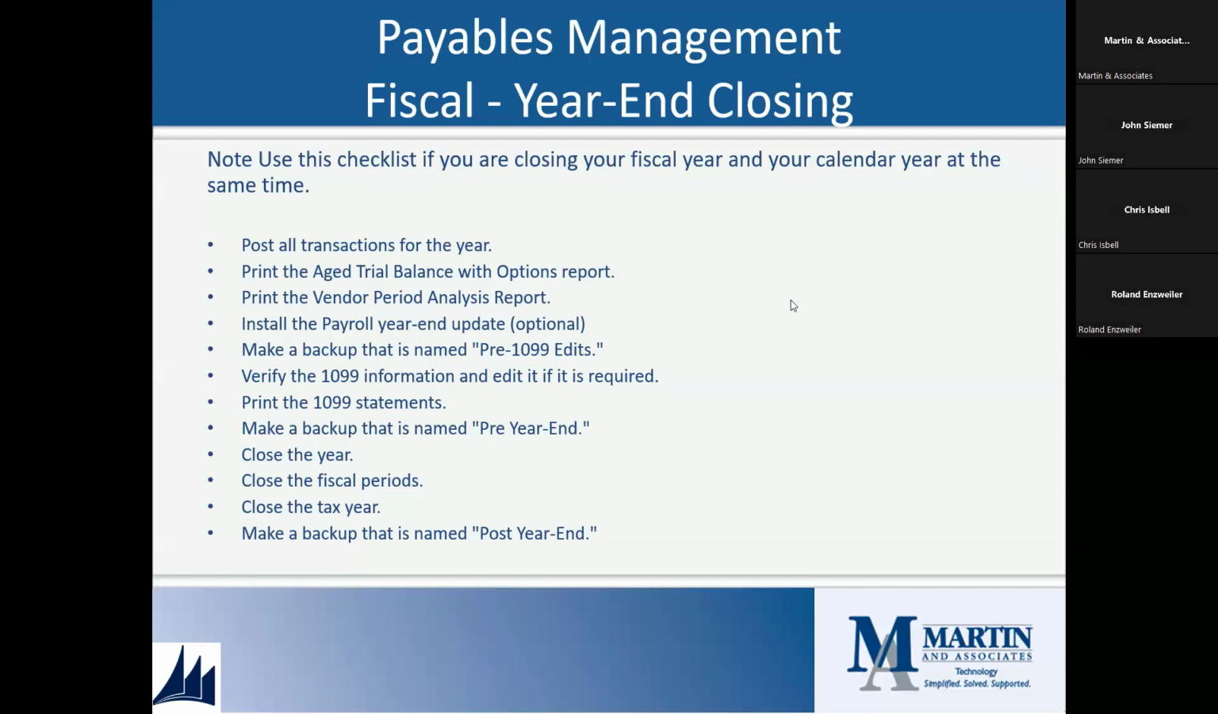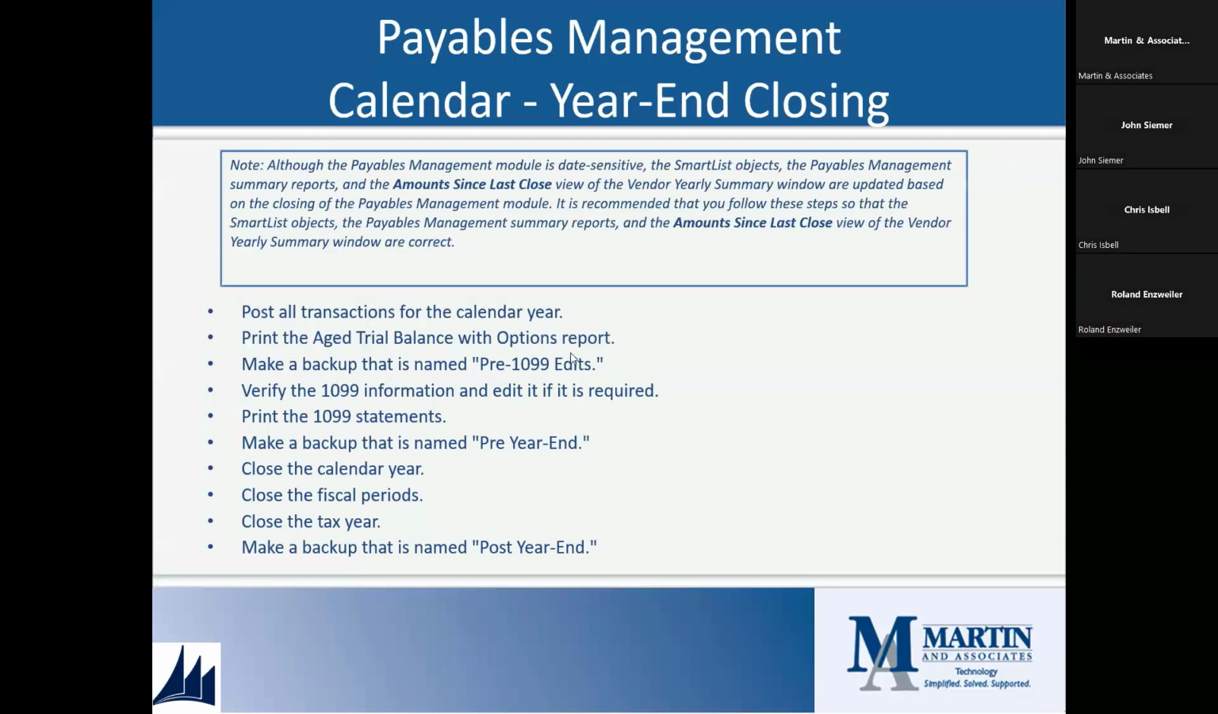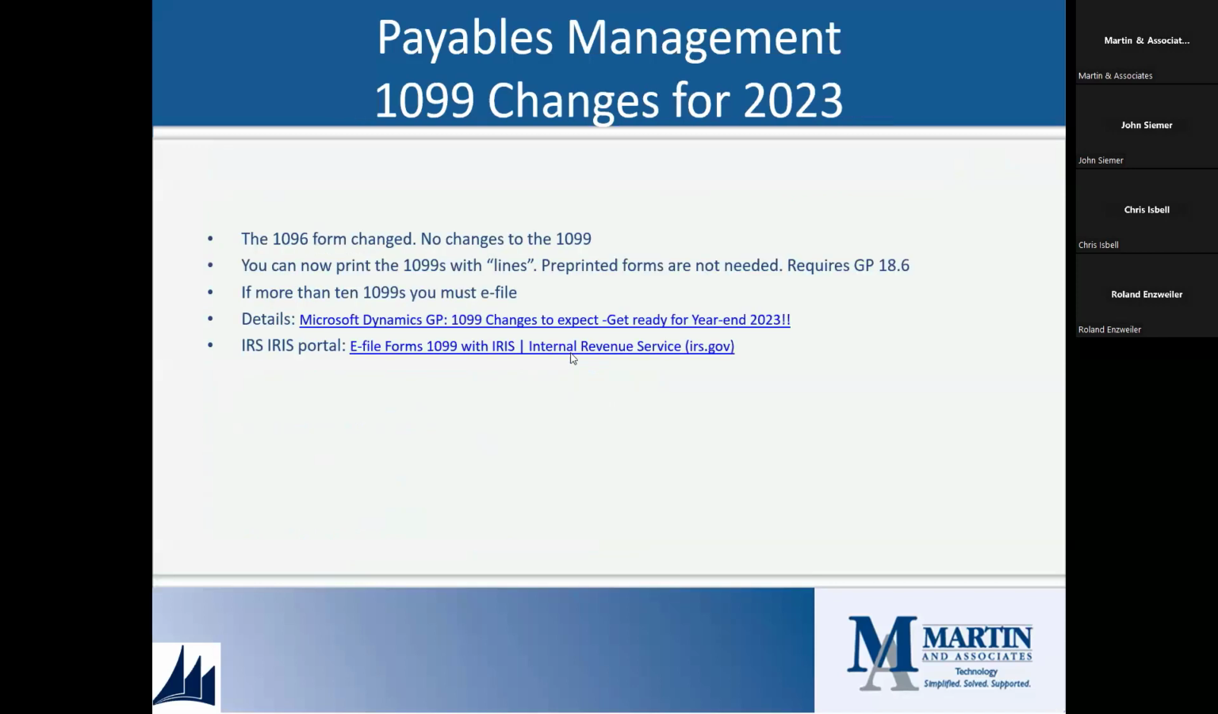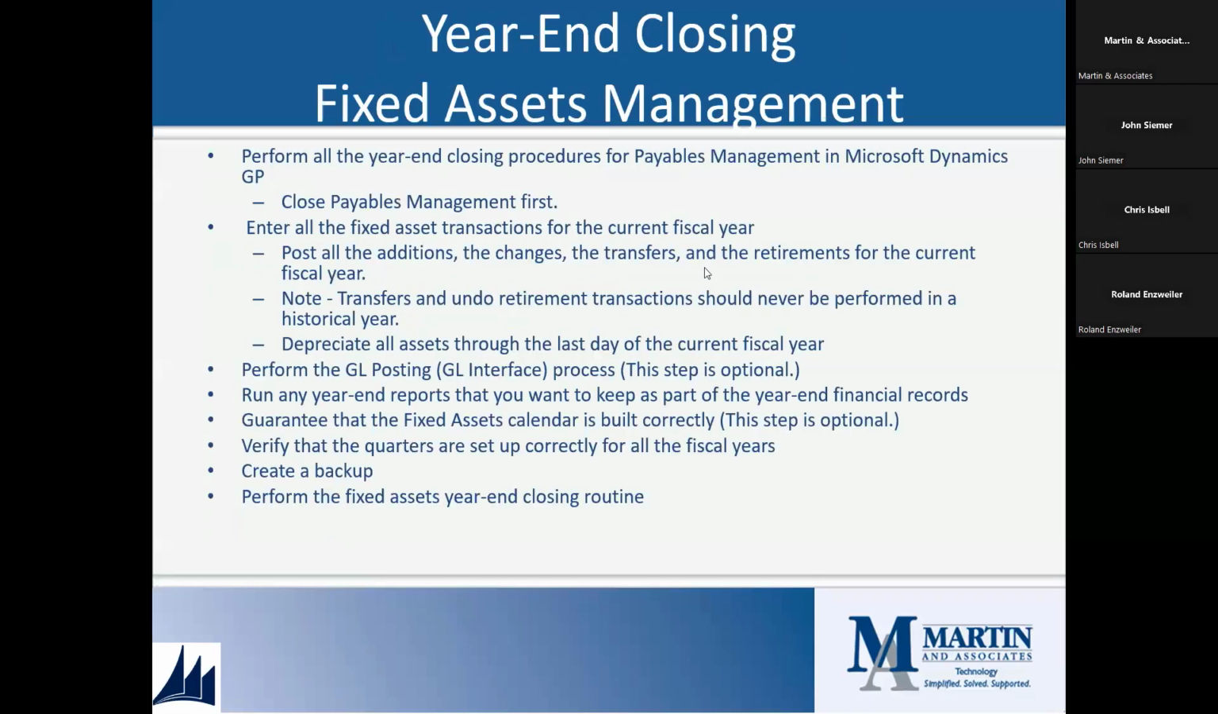So anyway, it's a choice. We're required to say it, or we like to say it: they say backup, backup, backup. Again, it's not always feasible to be doing six, seven backups within the year-end closing process. Okay, the 1099s I was talking about earlier, the 1099 with lines, that's with the new, updated version of GP.